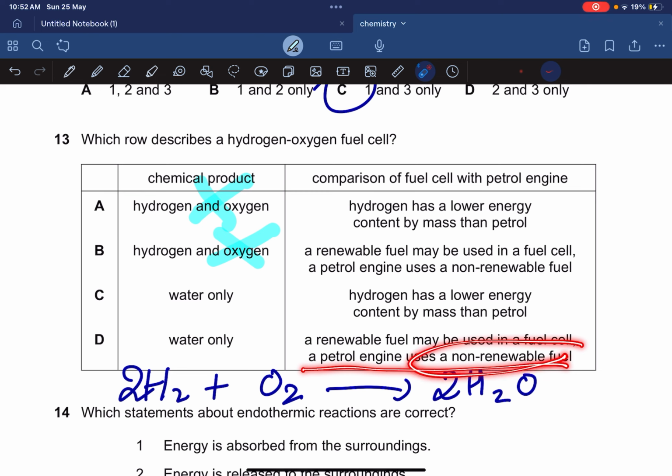That's correct, because hydrogen is renewable. Okay, a hydrogen-oxygen fuel cell is renewable, may be used in a fuel cell, whereas a petrol engine is non-renewable. So that's correct, and I guess it's going to be option D.